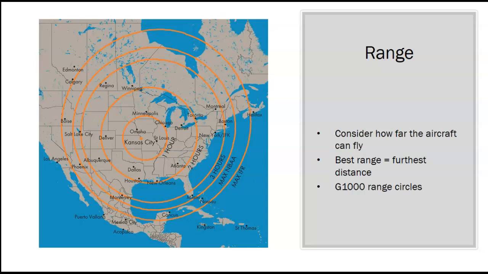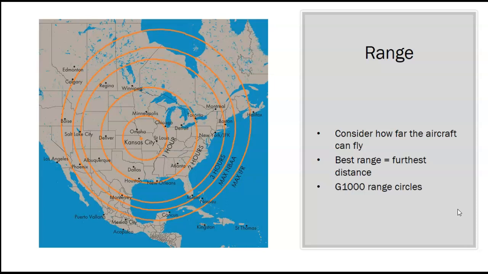Nice thing about the G1000 in the Diamond DA40 that MTSU flies is that it gives you range circles on your multifunction display, so you can actually see your range on the map. Again, range is just about the distance that the aircraft can fly. And that depends on several factors: the amount of fuel that the aircraft has, the fuel burn, and also the wind and the ground speed.